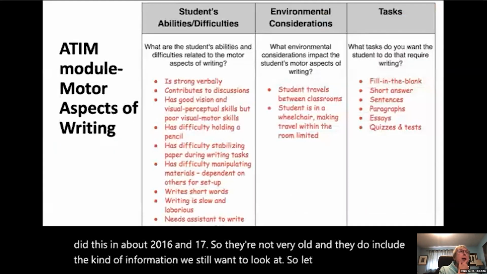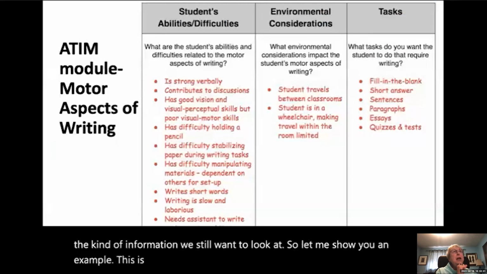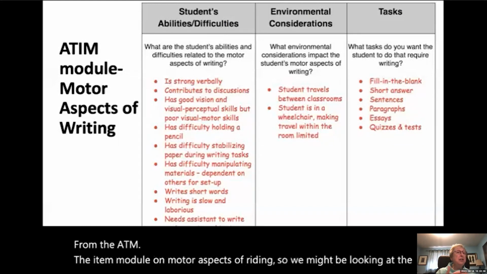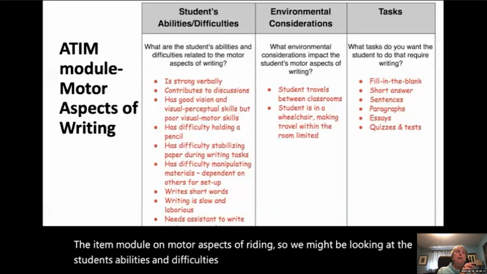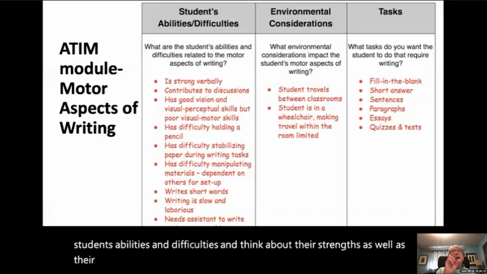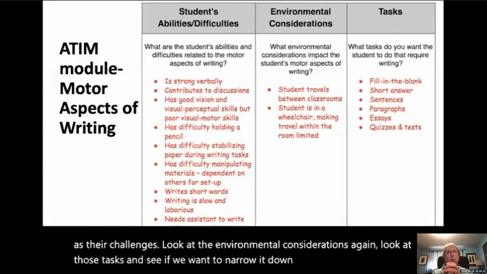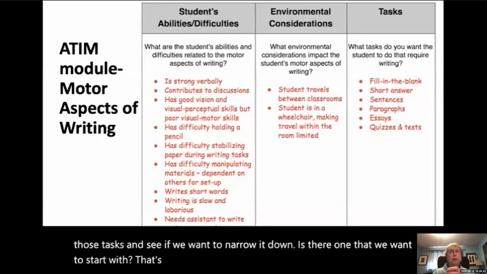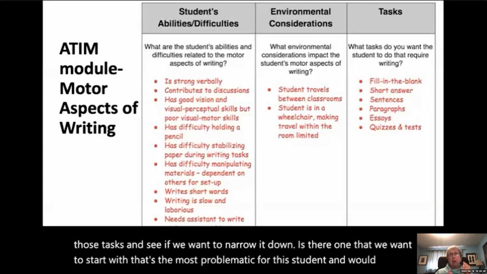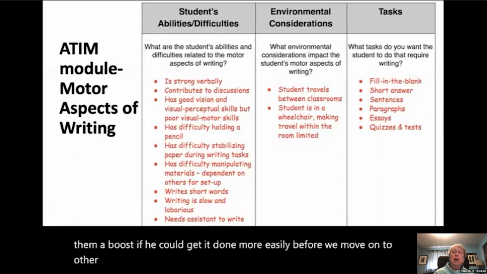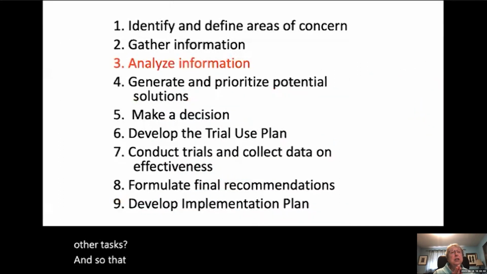So let me show you an example. This is from the AT Internet module on motor aspects of writing. So we might be looking at the students' abilities and difficulties and think about their strengths as well as their challenges. Look at the environmental considerations. Again, look at those tasks and see if we want to narrow it down. Is there one that we want to start with that's the most problematic for this student and would give him a boost if he could get it done more easily before we move on to other tasks? And so that's a good place to look.